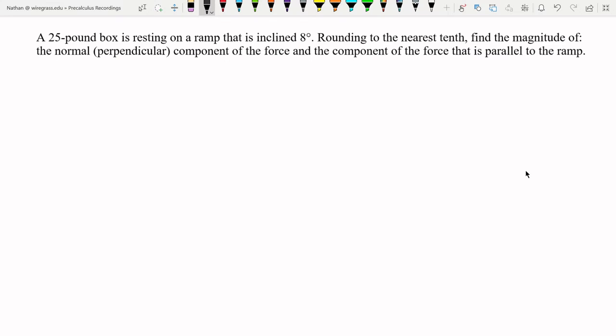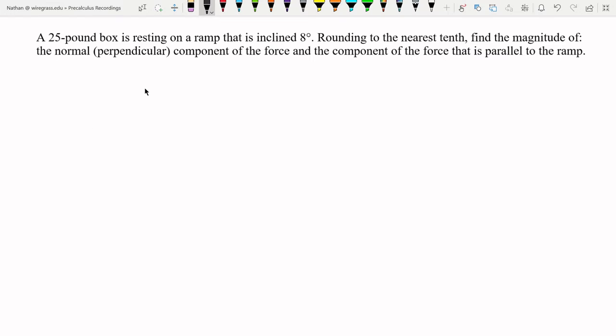So vectors can be used to describe a lot of physical phenomena. In fact, if you take any physics course, you're going to be using vectors a lot. They're incredibly useful when you know how to use them. So here we have a 25-pound box resting on a ramp that has an 8-degree incline.